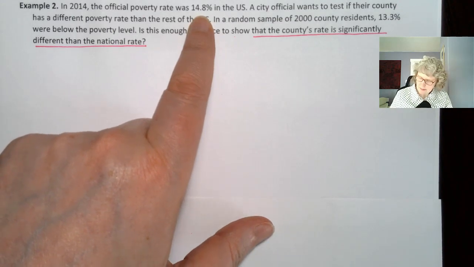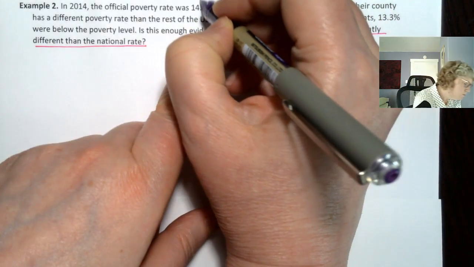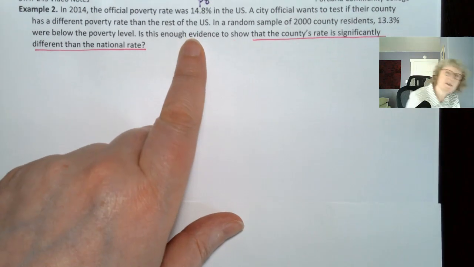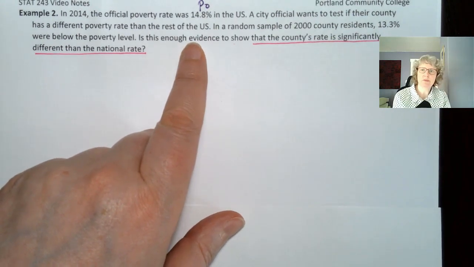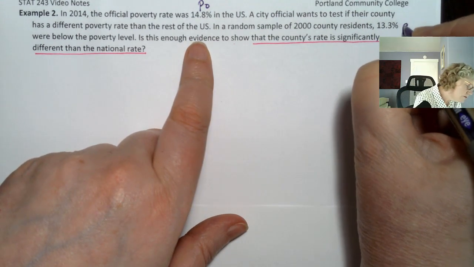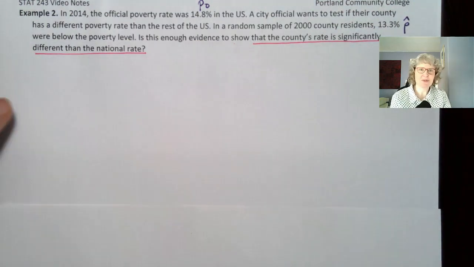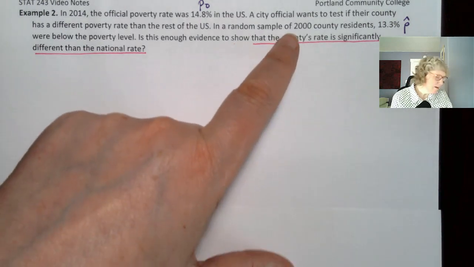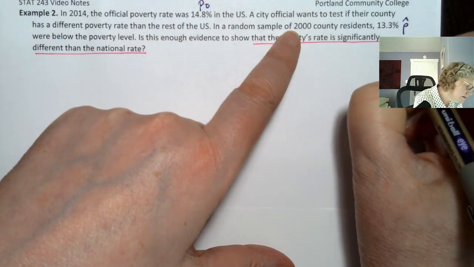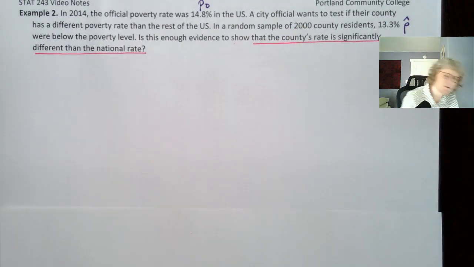Okay, so this 14.8, we'll put it in decimal form. That's our P0, or P naught. And the 13.3 is our P hat. So it's important to distinguish those two. And then we know our N is 2,000.